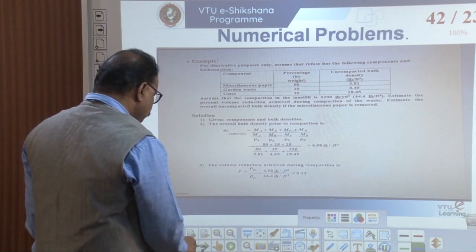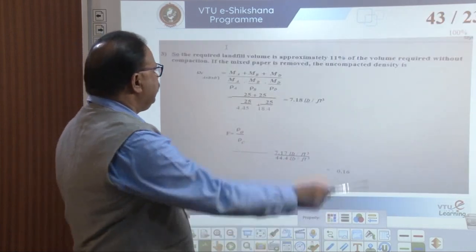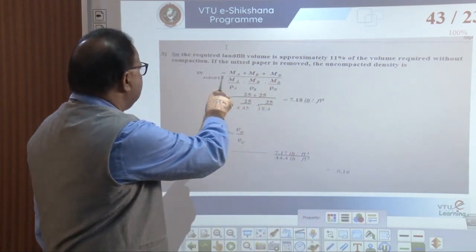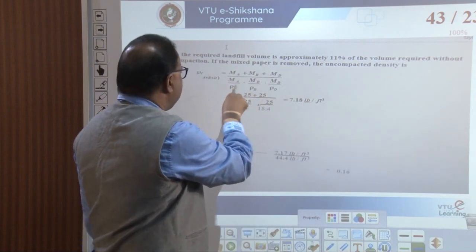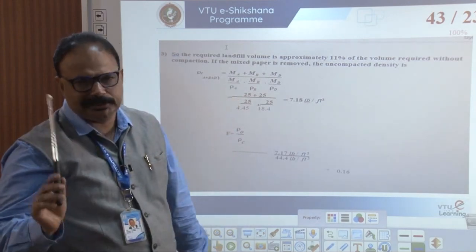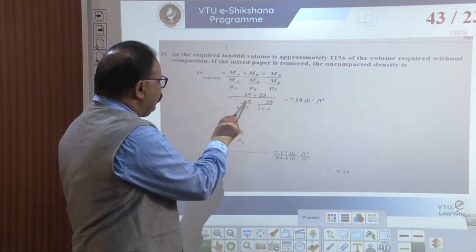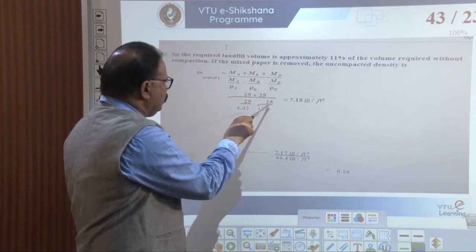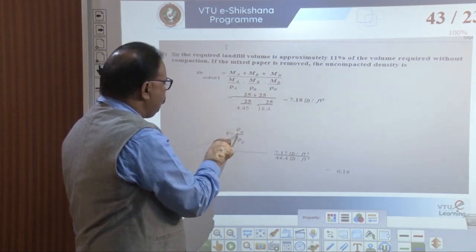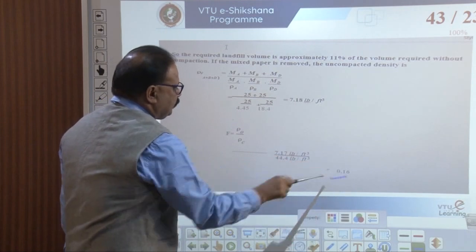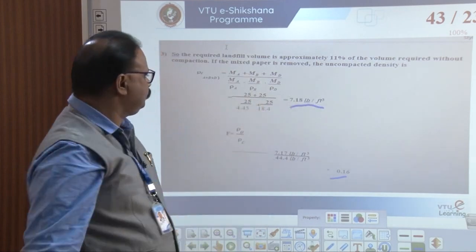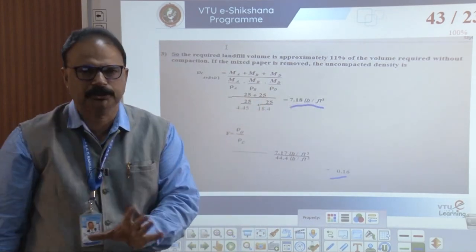Second one: required landfill volume without compaction when the mixed paper is removed. We remove MA, the paper waste. Now 25 plus 25 divided by the sum of mass over density, that is rho B and rho C. We got the answer there. Now F is equal to rho 0 by rho C. This is the final answer. This is the first problem.